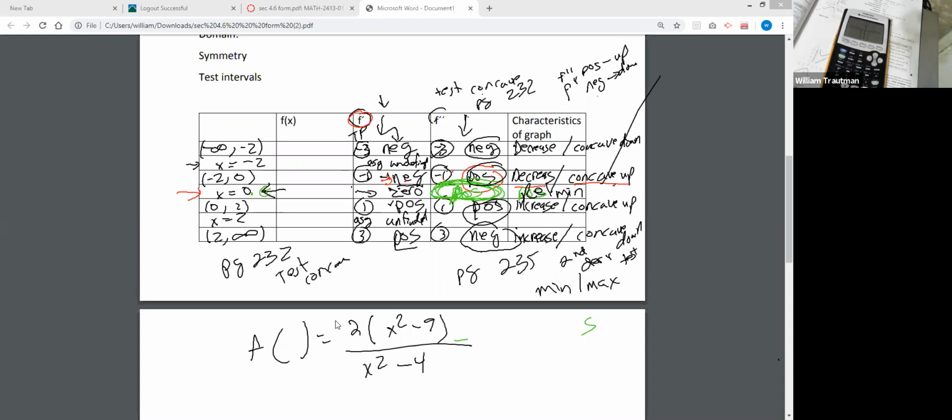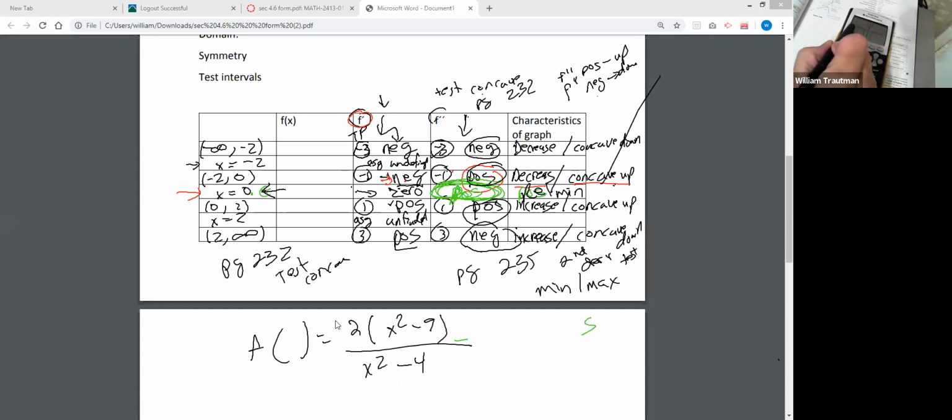What else did we have? Oh, concavity. Here, this is concave down, from here to here. And from here to here, it's concave up. And from here to here, do you see it's concave down? You should be able to draw all that.